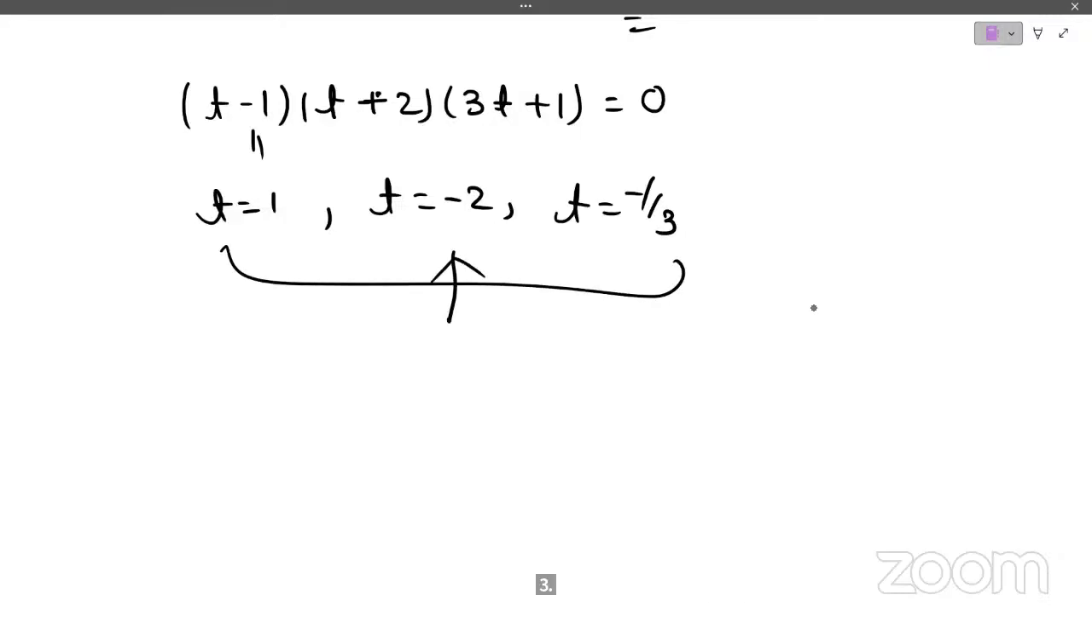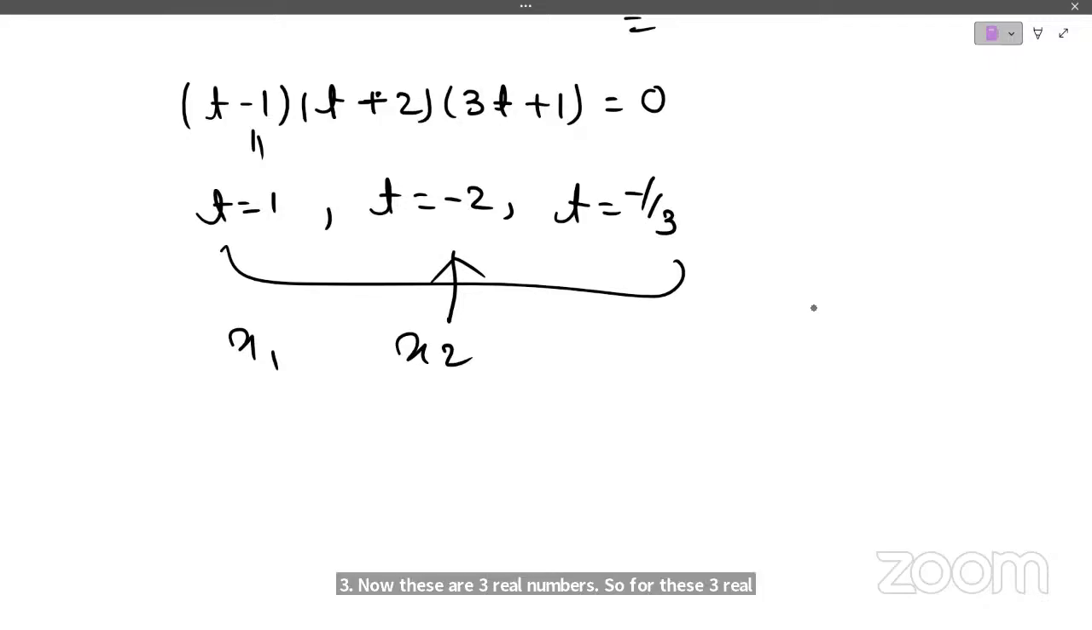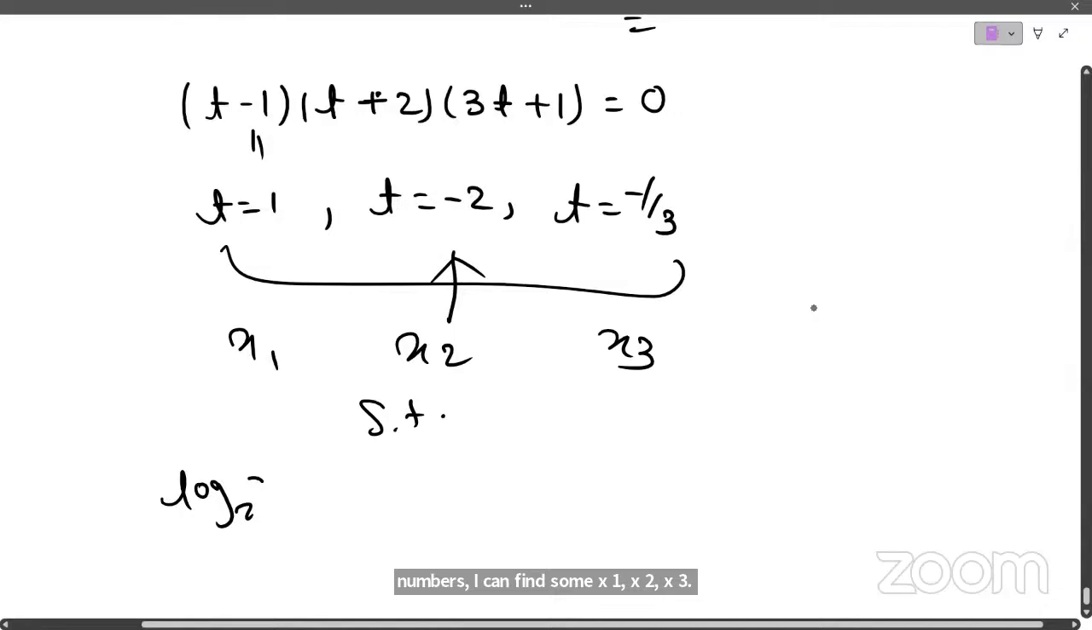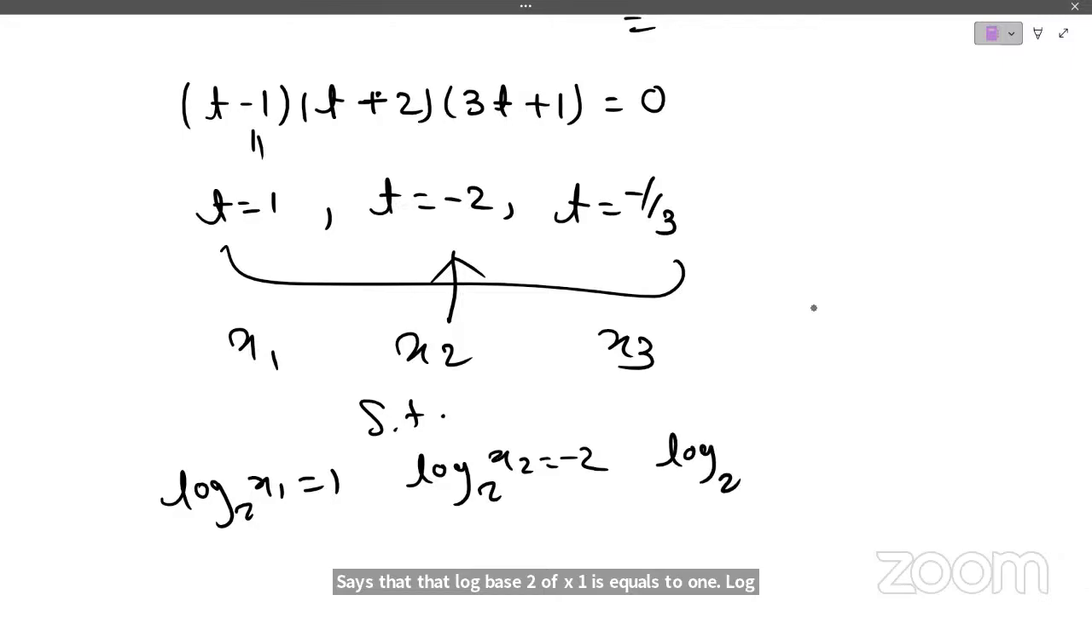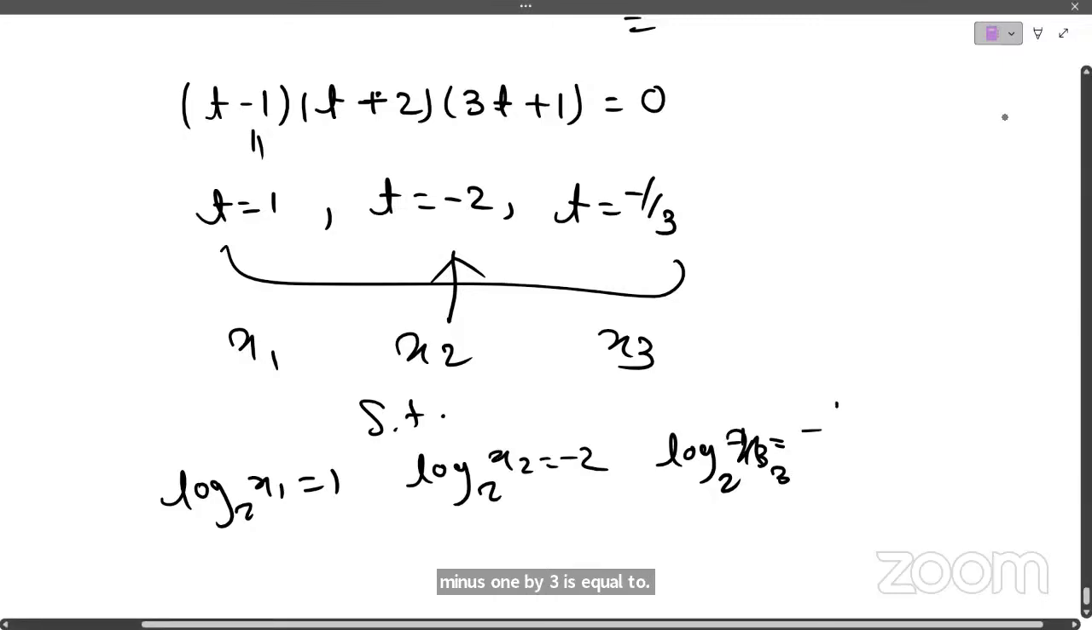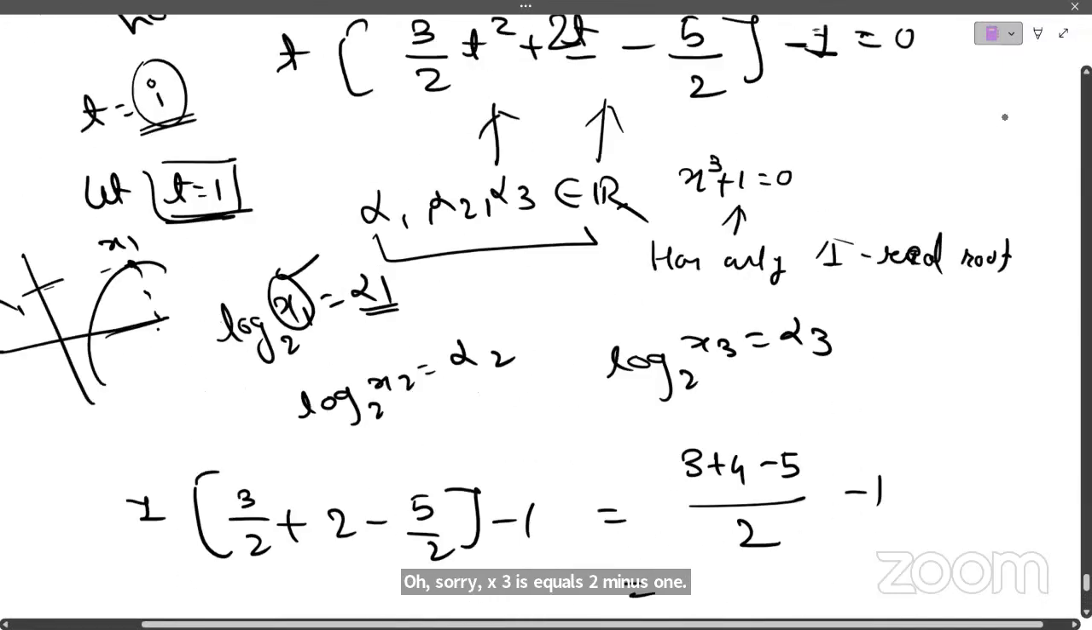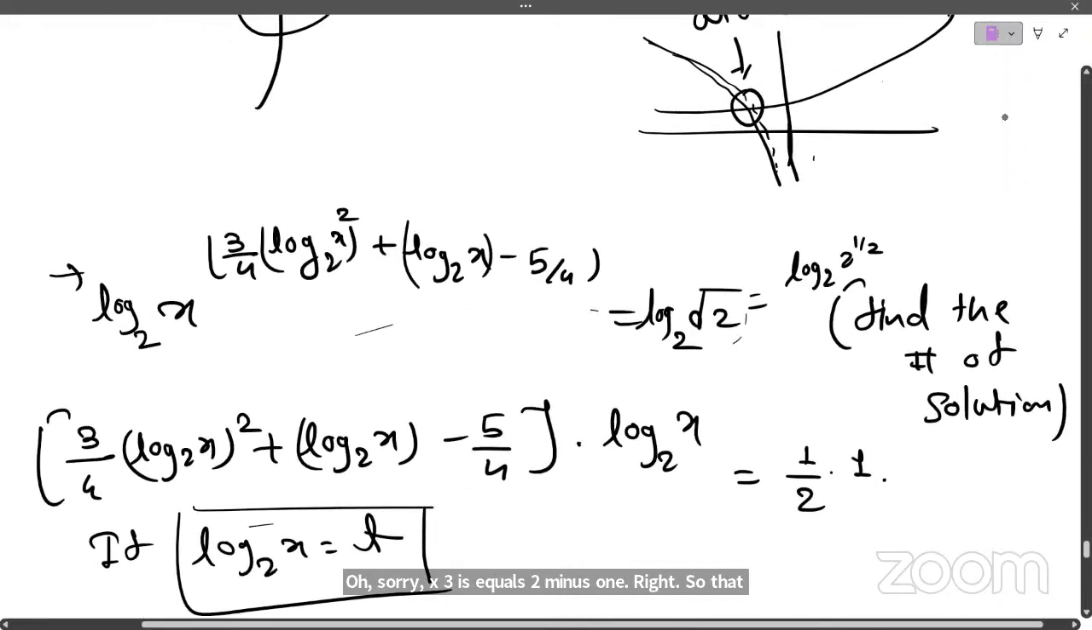So for these 3 real numbers, I can find some x1, x2, x3 such that log base 2 of x1 is equal to 1, log base 2 of x2 is equal to minus 2, and log base 2 of x3 is equal to minus 1 by 3, right? So that means this expression now has 3 roots, 3 solutions.